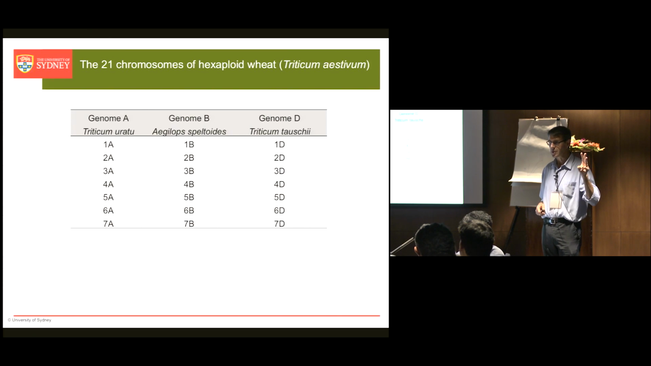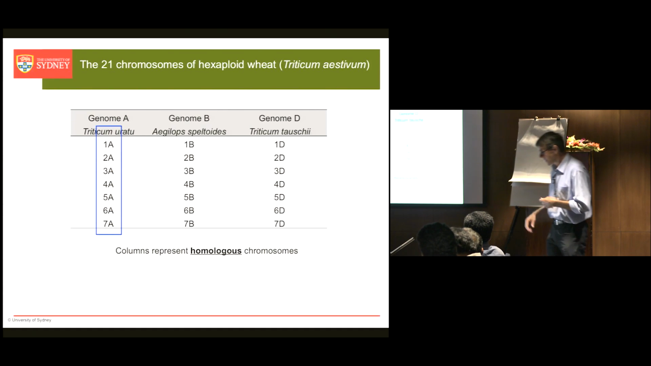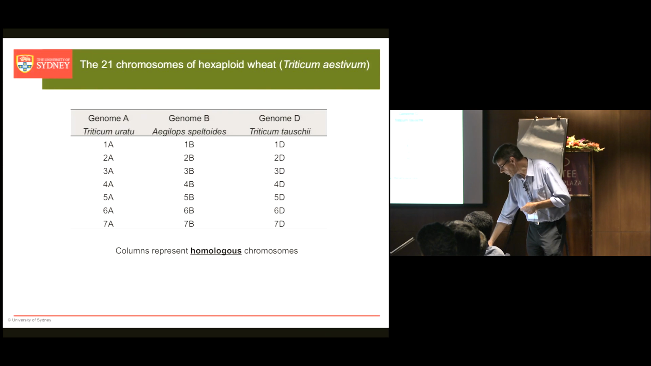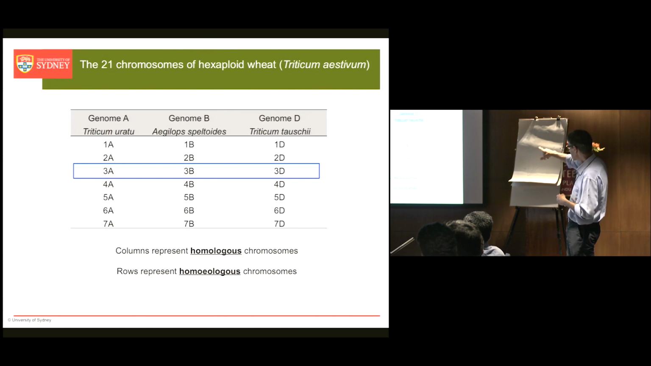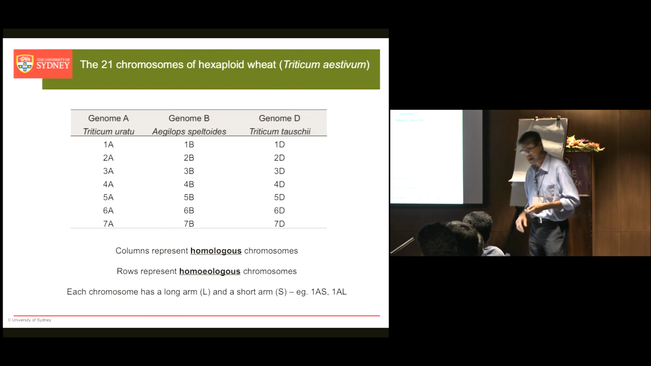So bread wheat, common wheat, has 3 different genomes, and Gordon will talk to you in much greater detail about that tomorrow. But in order to really have some understanding of the genetics of resistance when we start talking about genes, you sort of have to have a basic understanding of this. So we call the chromosomes in each genome homologous chromosomes, and we call the ones between the genomes homoeologous chromosomes, right? And each of those chromosomes has a long arm and a short arm.